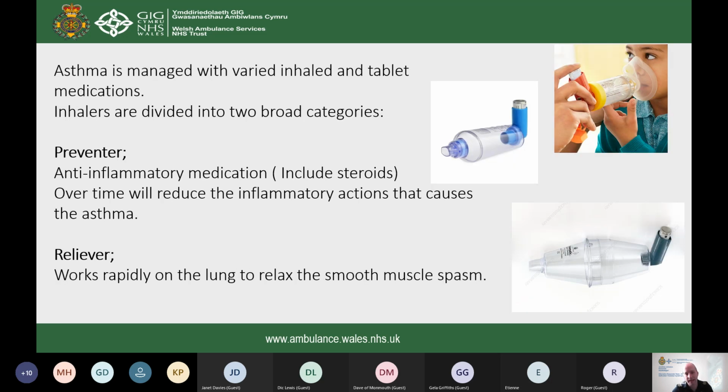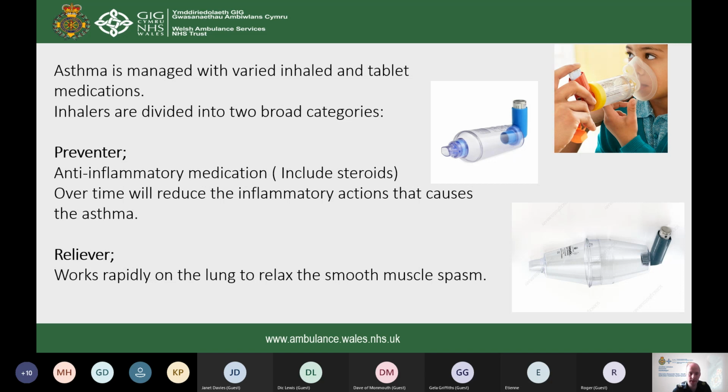So asthma can be treated either through tablets or inhaled medication. Broadly, with inhalers there's two main forms. You've got the preventer, which is the anti-inflammatory medication, normally including steroids. Over a long time, that reduces the inflammatory action caused by asthma. Then we've got the reliever, which is normally the blue salbutamol inhaler, and that works by rapidly relaxing the smooth muscle and the spasming of the airways.